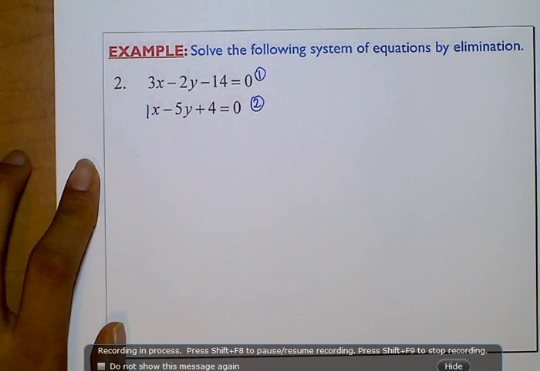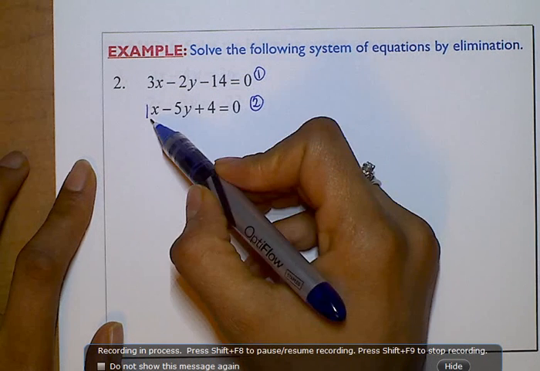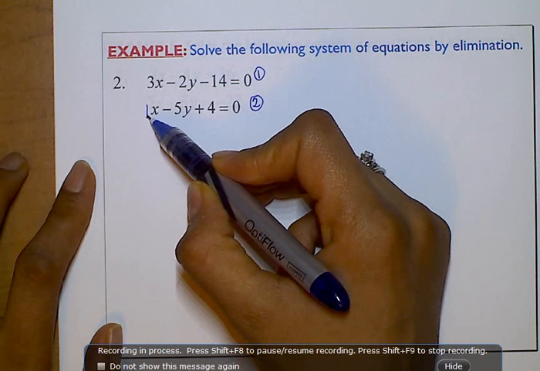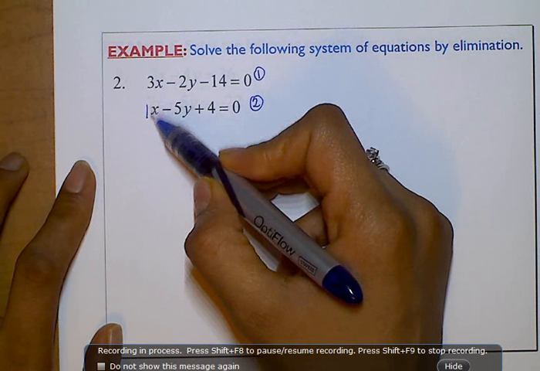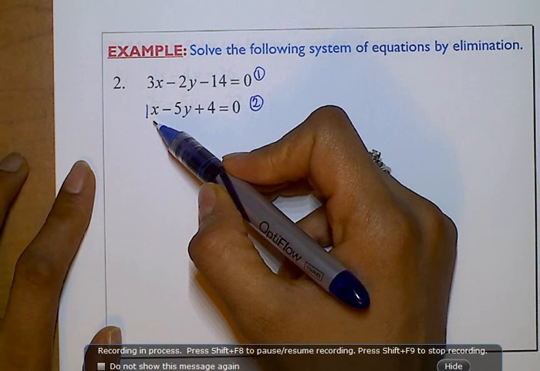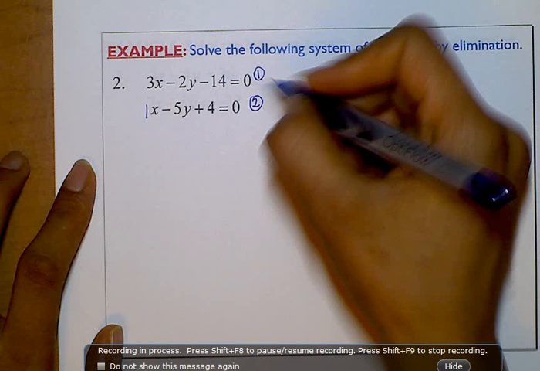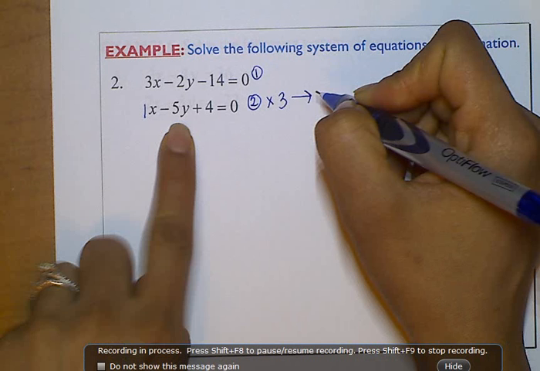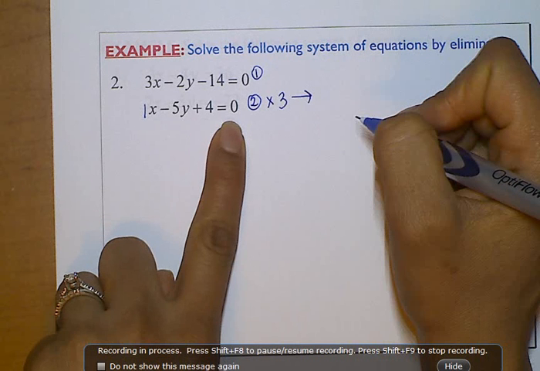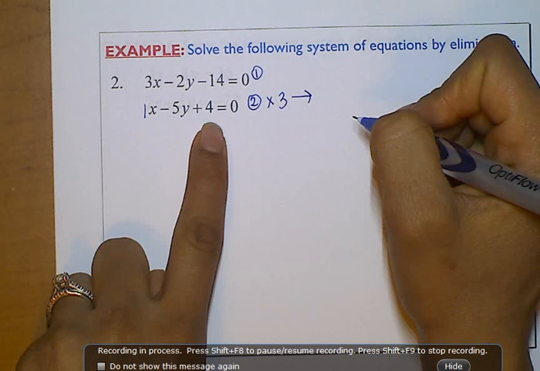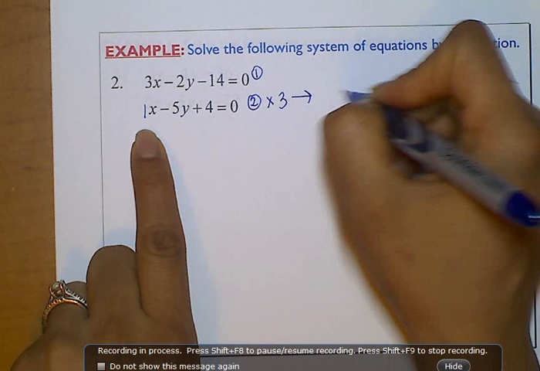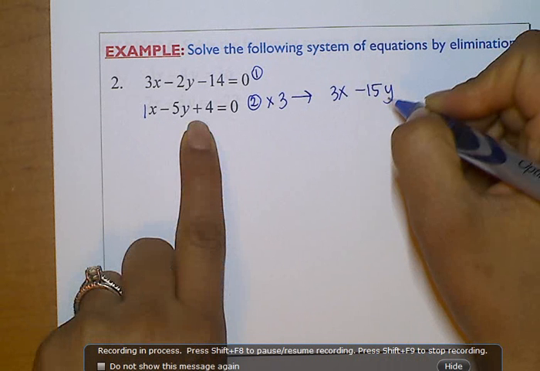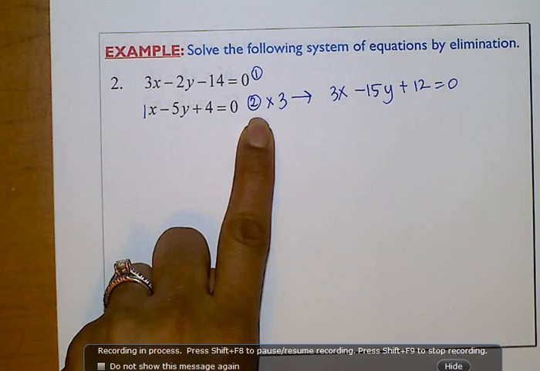So I'm going to multiply this equation number 2 with 3. So that means each one of my variables and my numbers get multiplied by 3. So every term is going to be multiplied by 3. So 1 times 3 is 3x. Negative 5 times 3 is negative 15y. 4 times 3 is a 12 equals 0. My first equation, I'm going to keep it the same. So I have 3x minus 2y minus 14 equals 0. So that's my first equation. Since I multiplied this equation by 3, that becomes a new equation, which is equation number 3.